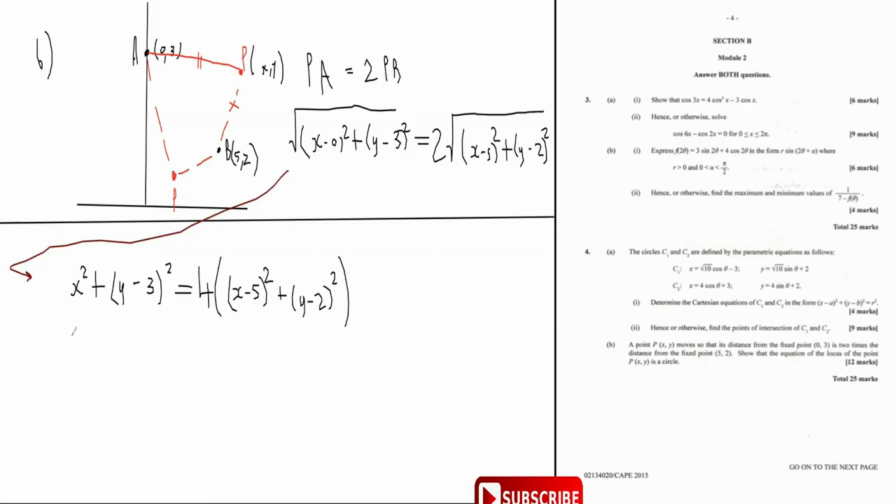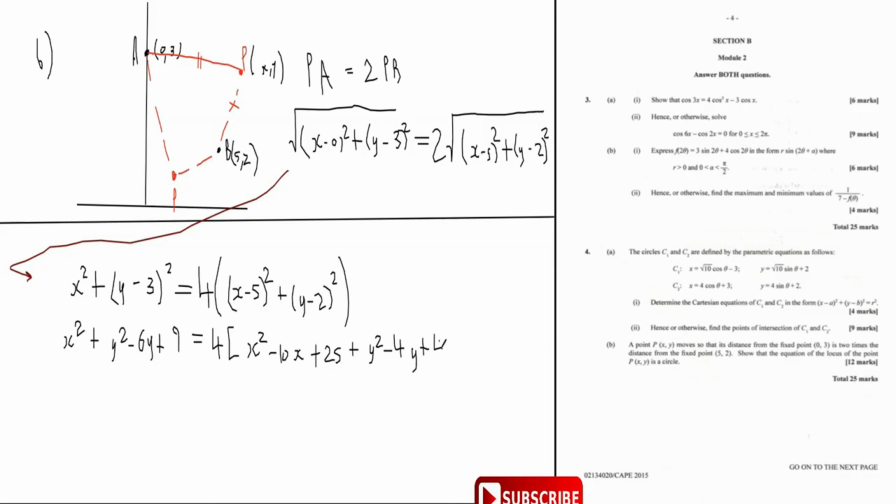So now we're going to have to expand out all of this. You might wonder, why are we expanding? We want to show that the locus is a circle. If the locus is a circle, then it will take the form (x minus a) squared plus (y minus b) squared is equal to r squared. That's what we're trying to show. So we're going to get x squared plus y squared minus 6y plus 9, and that is equal to 4 times, if we expand out this side, x squared minus 10x plus 5 squared is 25, plus y squared minus 4y plus 4. That is what we have.